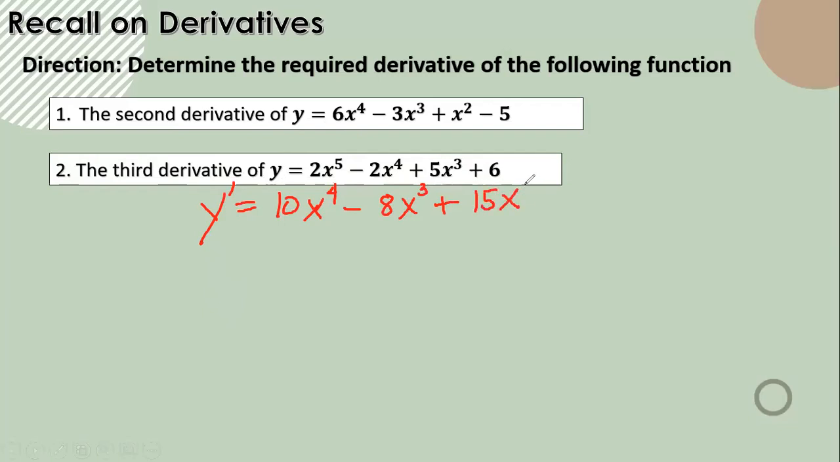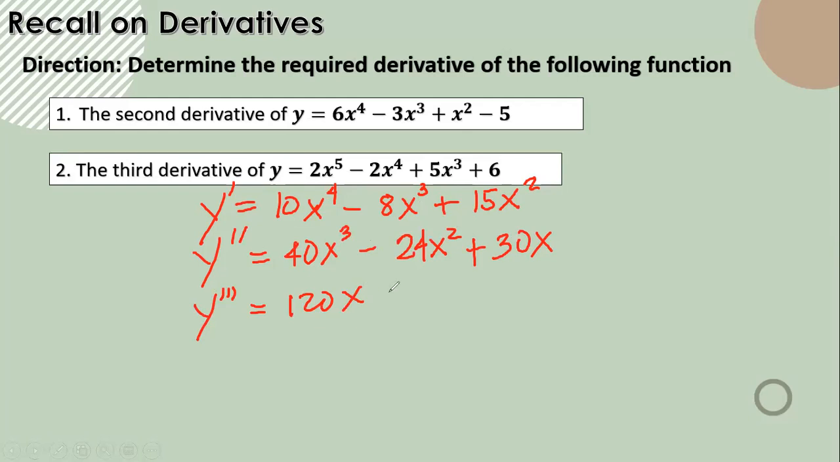Okay, 15x squared. And then y double prime, that is the derivative of the first derivative. So we have 40x cubed minus 24x squared plus 30x. Now for the third derivative, y triple prime, okay, so 120x squared minus 48x plus 30. And we have the final answer. So we got the third derivative of the given function.